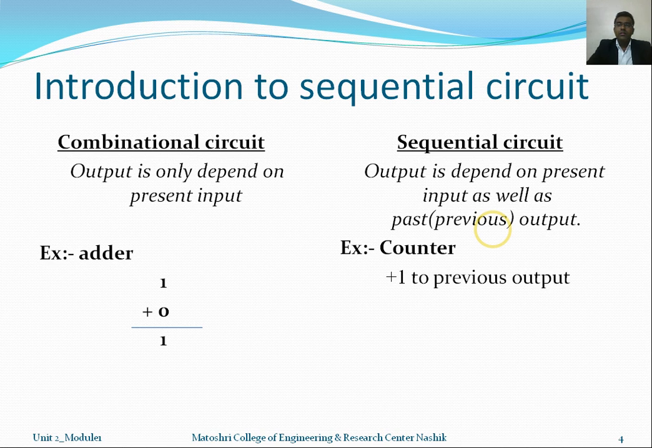Counting is like that. It adds a 1 to the previous output. Let's take an example. If we are counting 5, it is nothing but the previous output 4 and we are adding 1, so we get 5 as an output. Similarly, if we are counting up to 4, the previous output is 3 and we add the present input 1, so finally we get 4 as an output. So this is the sequential circuit.